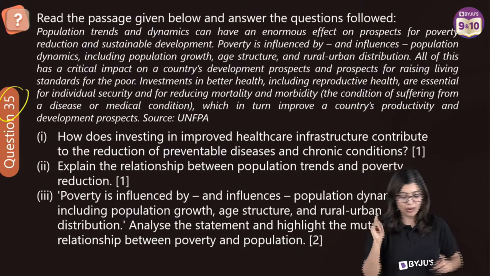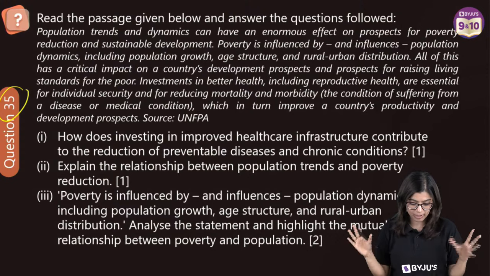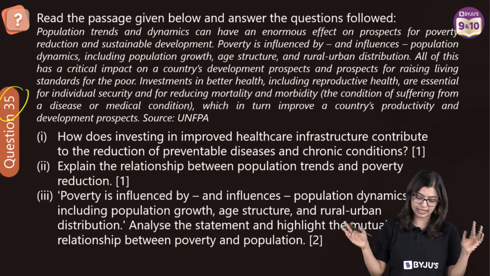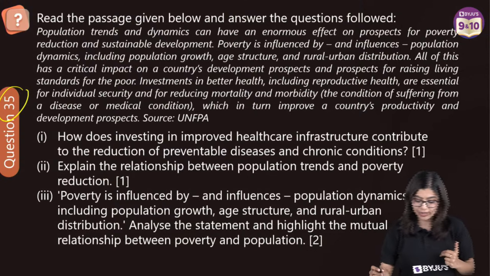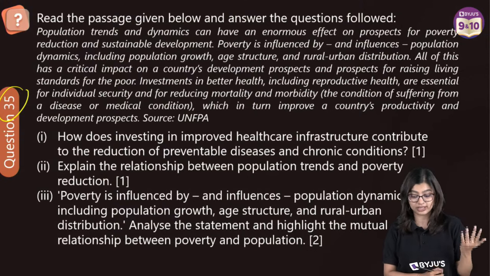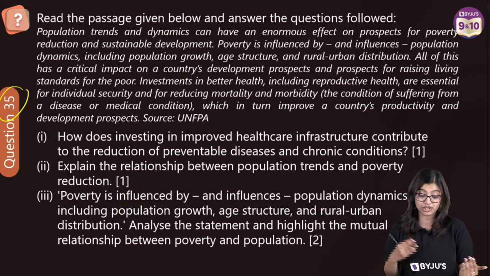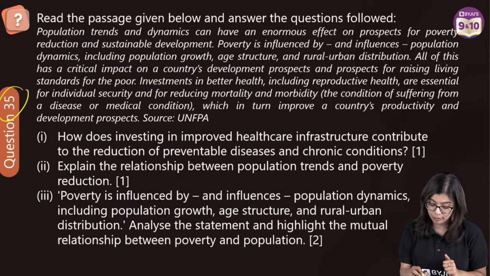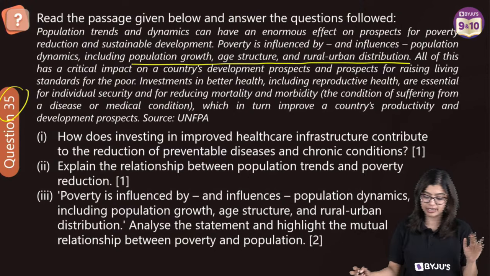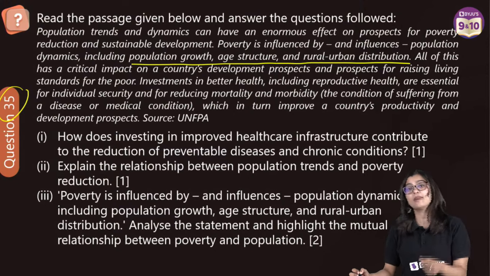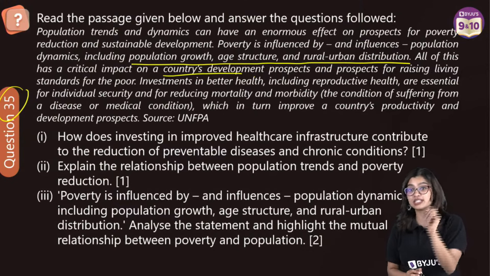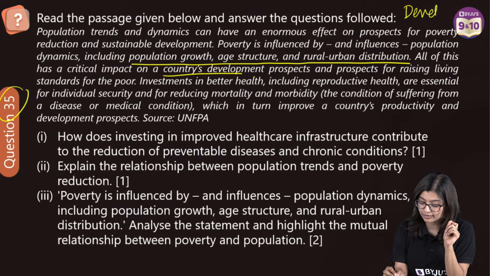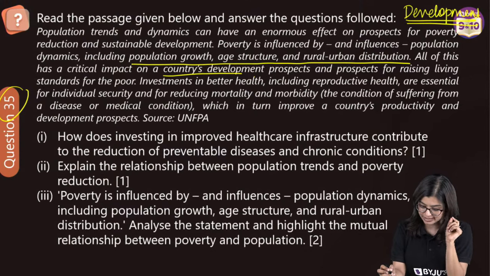Okay? Now question number 35, which is based on population trends and dynamics and its effect on poverty and sustainable development. So we're talking about how poverty is influenced by and influences population dynamics, such as population growth, age structure, rural-urban distribution. Now we're talking about how this is very critical towards the country's development. So this is from your chapter on development, the parameters for development basically.